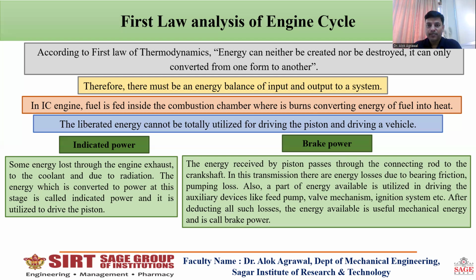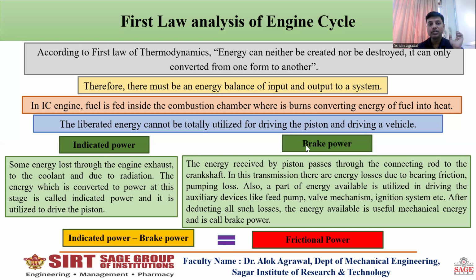brake power. So there are two important powers, that is indicated power and brake power. It is necessary to know that indicated power will always be greater than brake power. The difference of these two powers is called frictional power. That is, indicated power minus brake power is called friction power. So these are the three types of power that are associated with an IC engine: indicated power, brake power, and friction power.